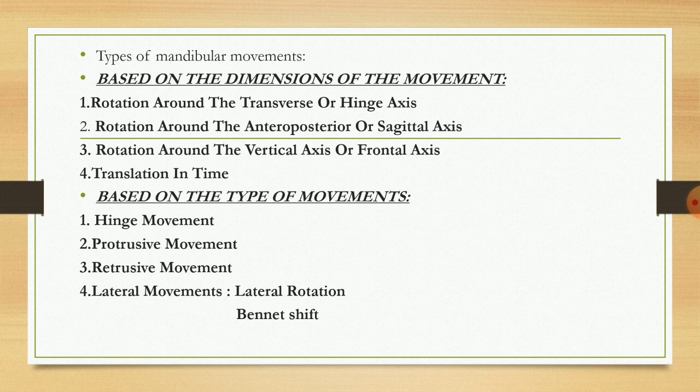Now among lateral rotation we have 5 types of direction of the condyle, that is laterotrusion, laterosurtrusion, laterodetrusion, lateroprotrusion, and lateroretrusion. So these 5 types of rotation of the condyle need to be written. Next is Bennett shift, which is subclassified into immediate side shift, precurrent side shift, and progressive side shift. So we need to write about this.